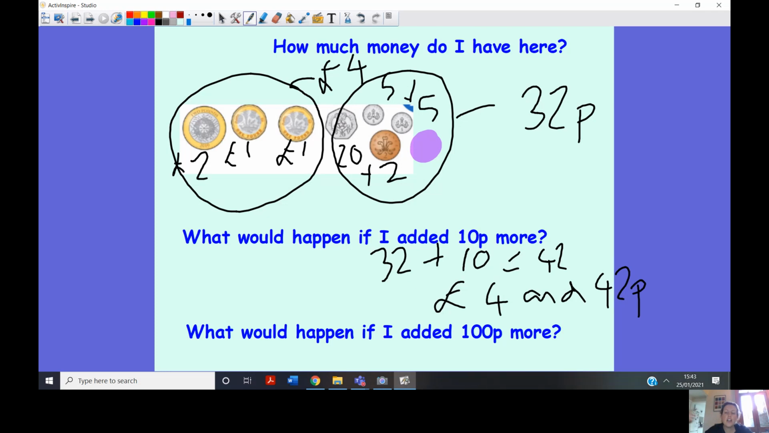What would happen if I added 100p more? Well, the moment I see 100p, I know I'm talking about pounds. I'm not talking about pence, I'm talking about pounds. So I'm going to add a pound. So if I'm going to add a pound to 4 pounds, 4 add 1 is equal to 5. So it'd be 5 pounds and 32 pence there. Let's do one more of these.